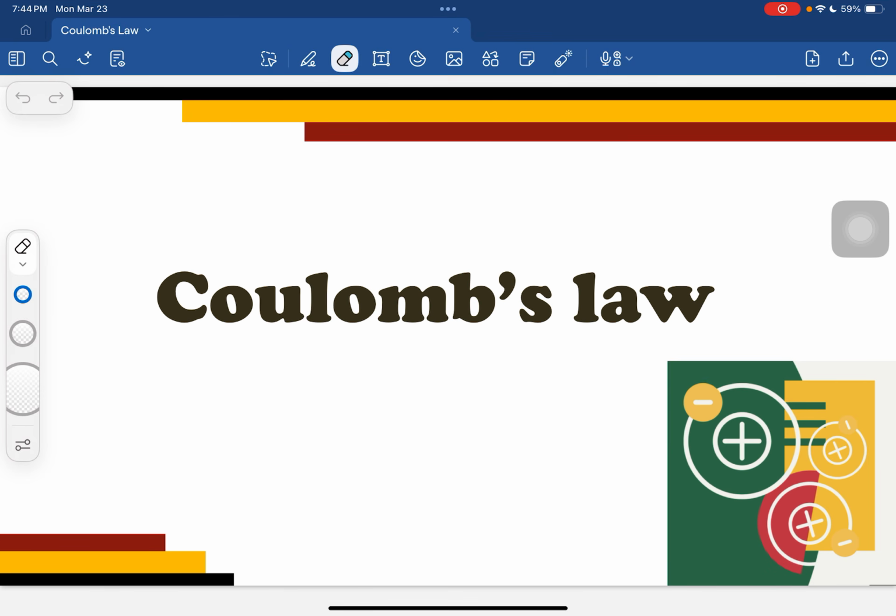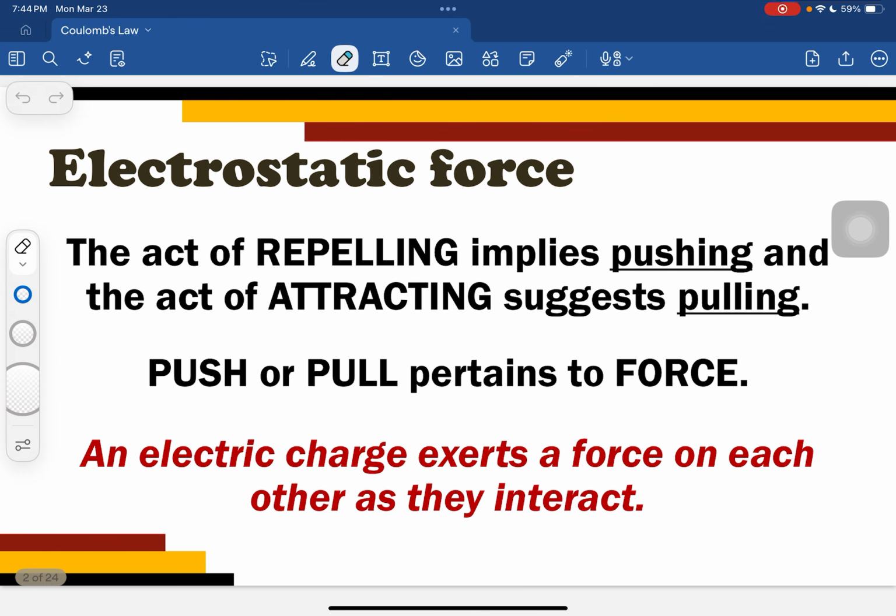So let's start. Let's review a little on electrostatic force. We always encounter two words, repel and attract. The act of repelling implies pushing, and the act of attracting suggests pulling, or towards each other. A push or a pull pertains to force, and we know that an electric charge exerts a force on each other as they interact.